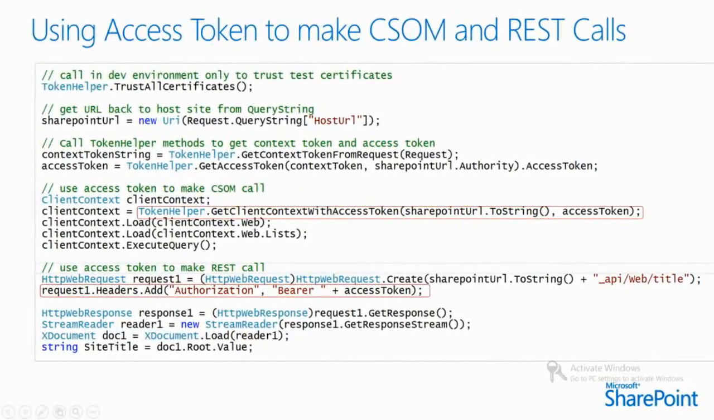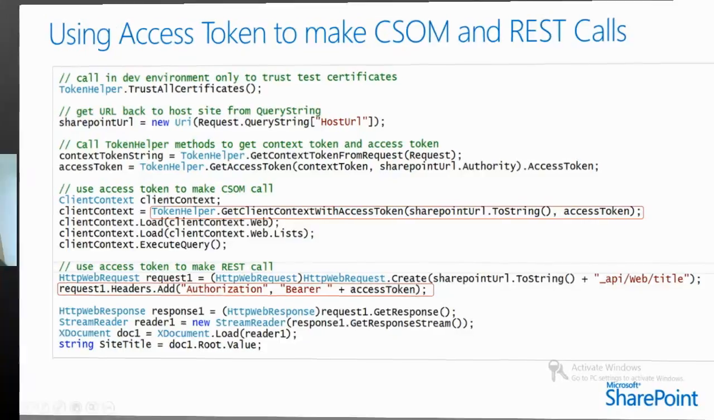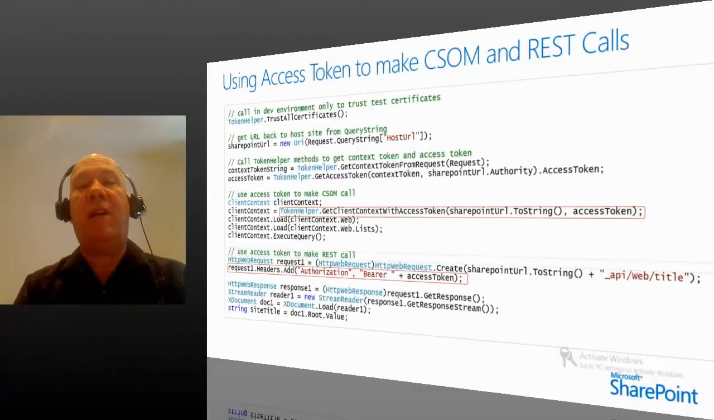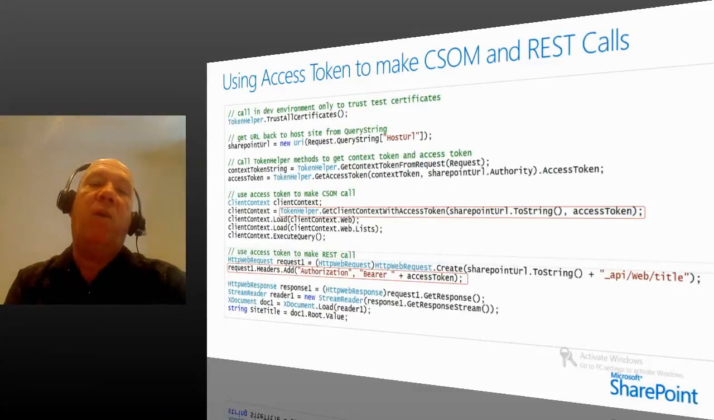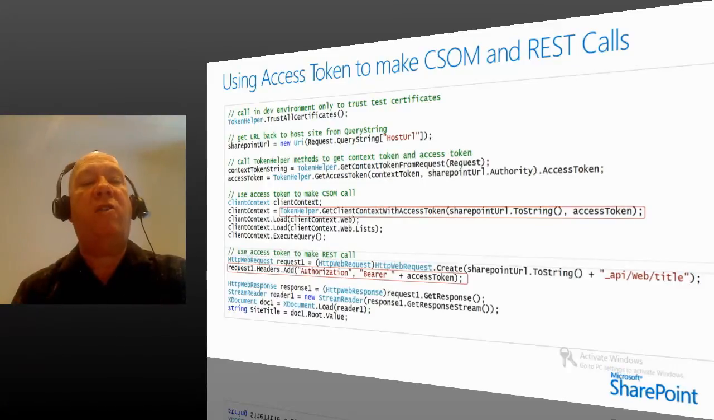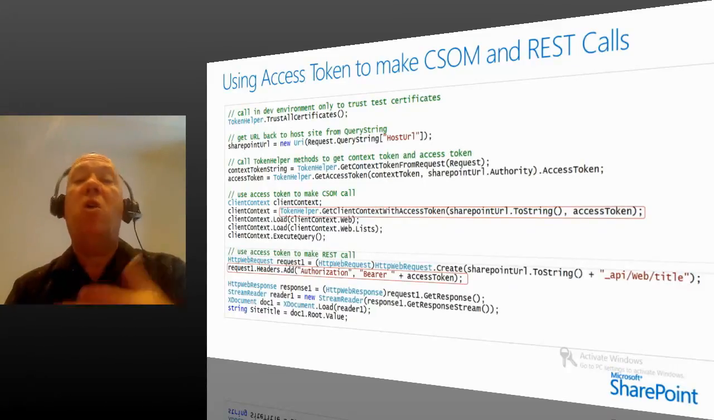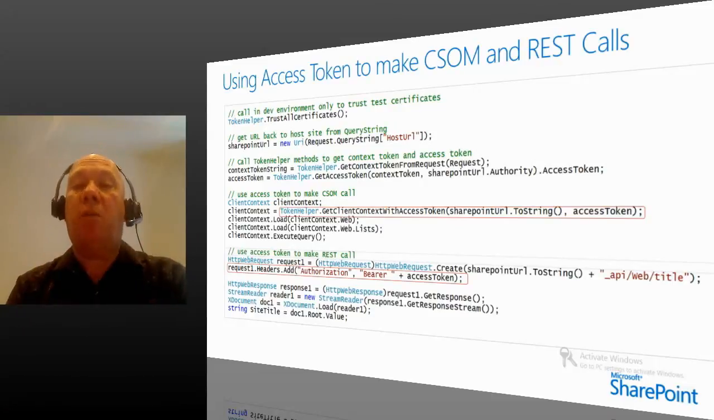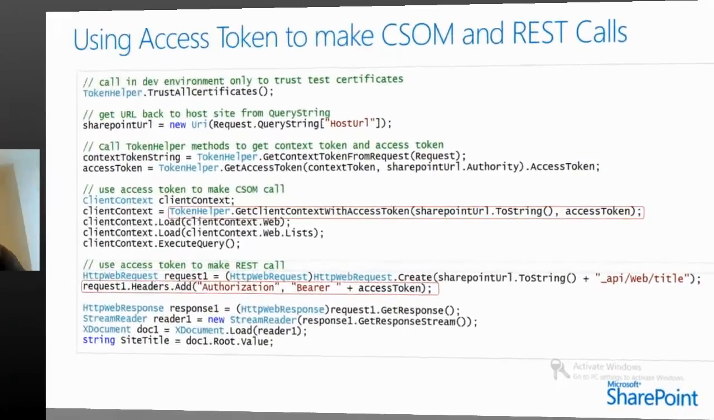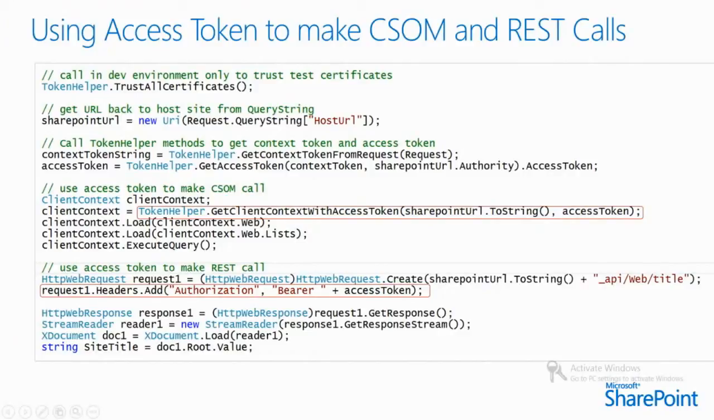I'm creating a variable, my client context variable, and then I'm calling TokenHelper.GetClientContextWithAccessToken. I provide my SharePoint URL, which is my host URL, and the access token. What happens is that token helper now builds up an HTTP request mechanism that will automatically put the access token onto the request, so that when I make a typical CSOM call, that access token is included and I will be granted the access that I happen to need. And you actually can see that down here. I go load web list, execute query, and all of that functionality gets pushed up.